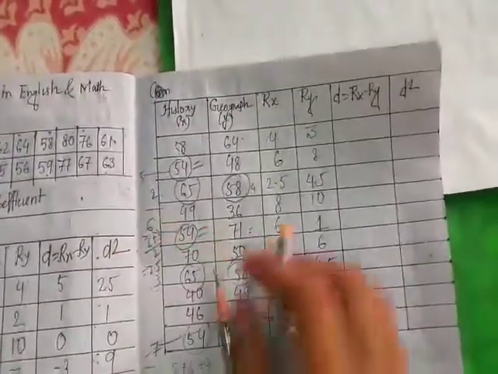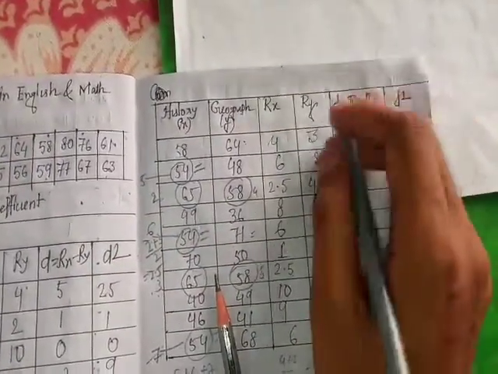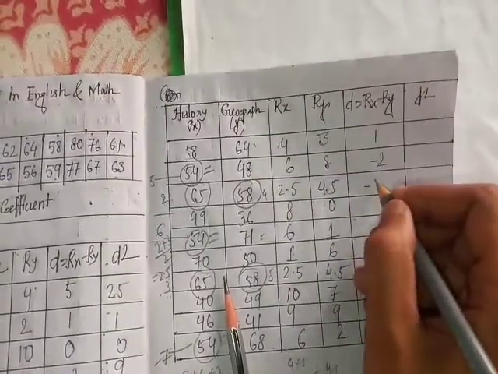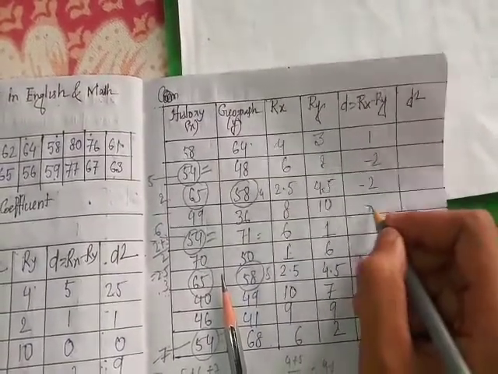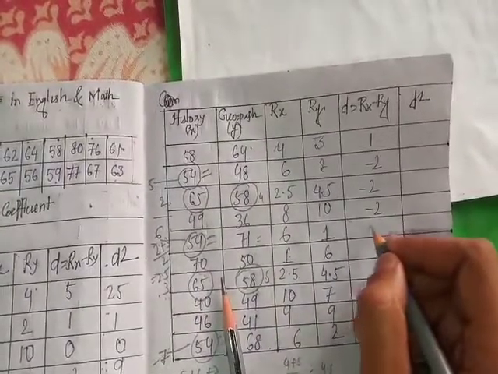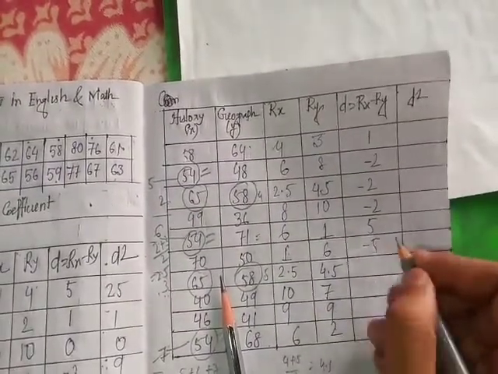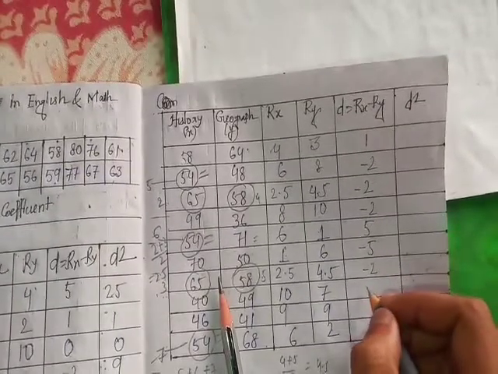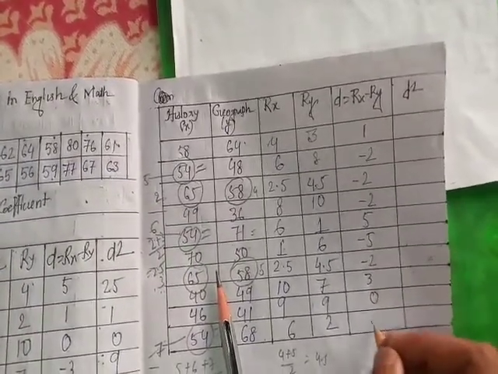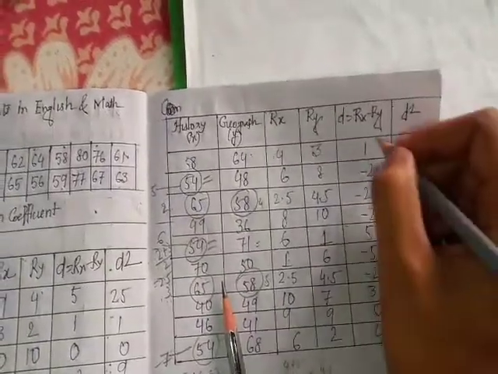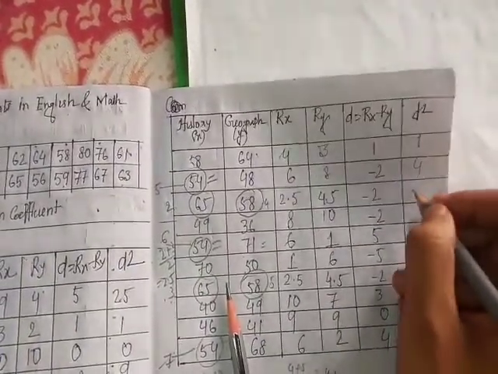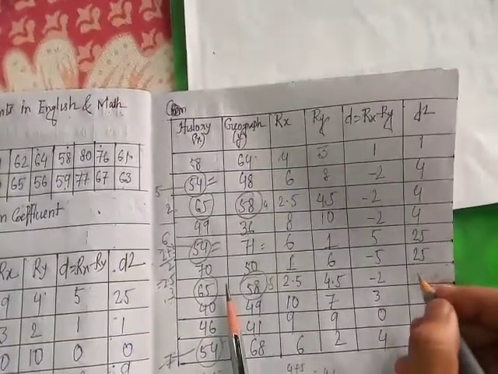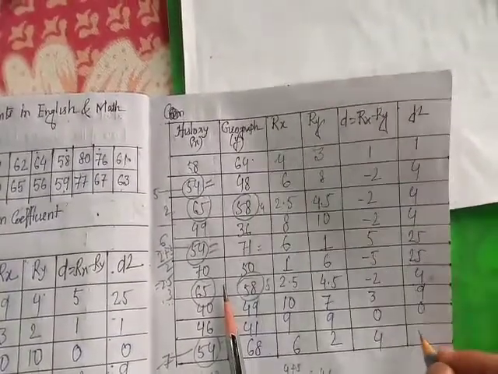Clear? So d means Rx minus Ry. This is 1. This is minus 2. This is minus 2. This is minus 2. This is 5. This is minus 5. This is minus 2. This is 3. This is 0. This is 4. Okay. D square means 1, 4, 4, 4, 25, 25, 4, 9, 0, 16.